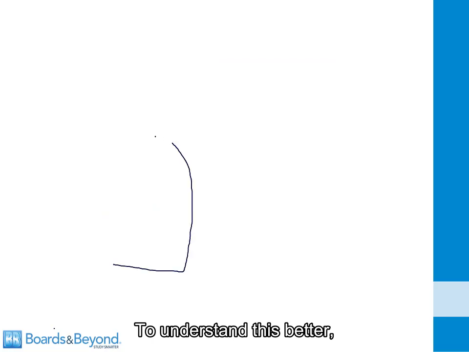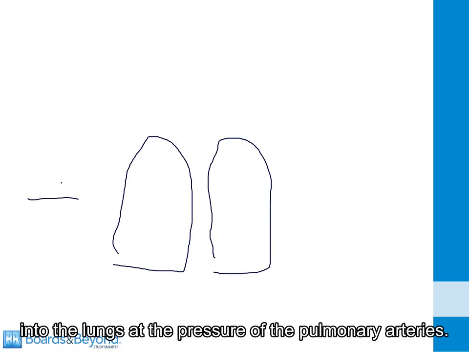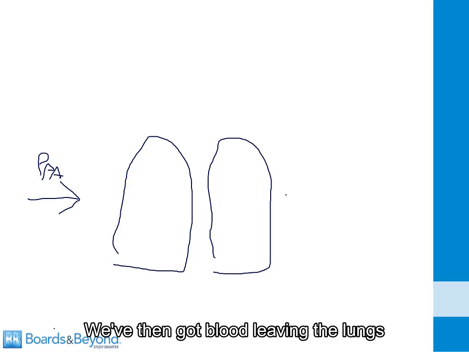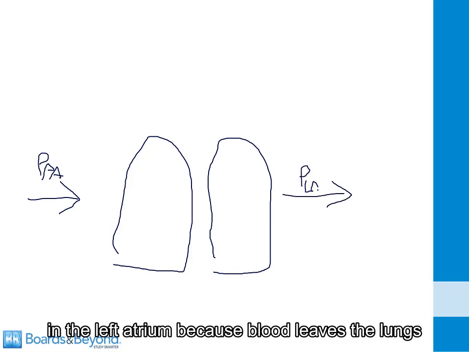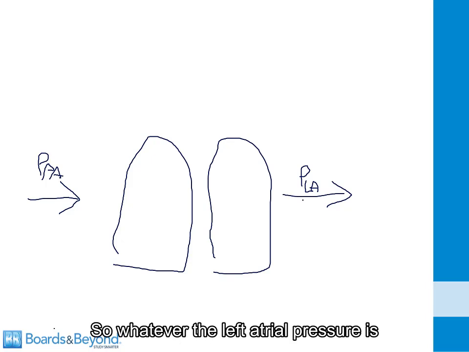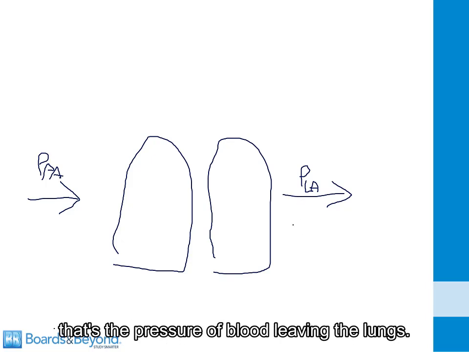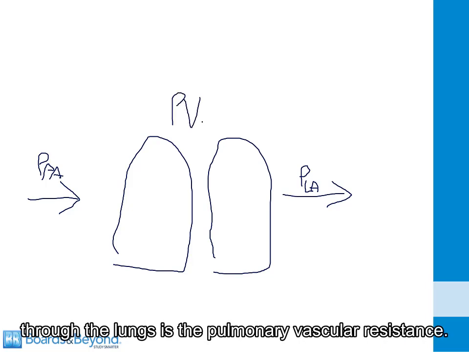To understand this better, let's draw a pair of lungs here, and we've got blood flowing into the lungs at the pressure of the pulmonary arteries. We've then got blood leaving the lungs, and the pressure when blood leaves the lungs is equal to the pressure in the left atrium, because blood leaves the lungs and goes into the pulmonary veins and then the left atrium. So whatever the left atrial pressure is, that's the pressure of blood leaving the lungs. And then finally, the flow resistance as blood moves through the lungs is the pulmonary vascular resistance.